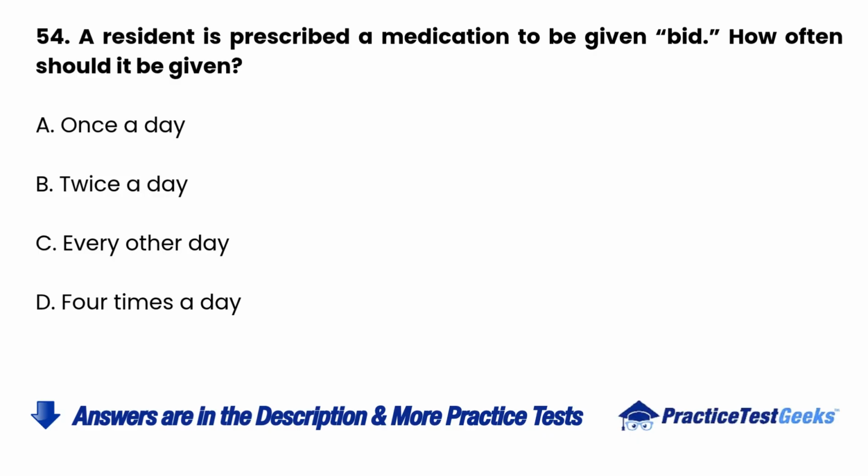54. A resident is prescribed a medication to be given BID. How often should it be given? A. Once a day. B. Twice a day. C. Every other day. D. 4 times a day.